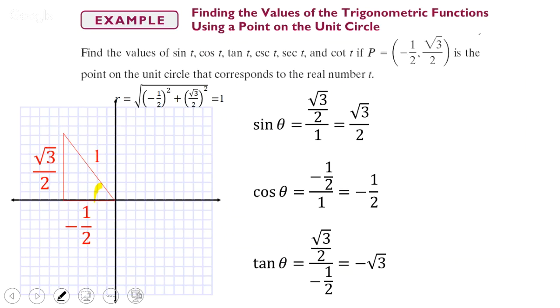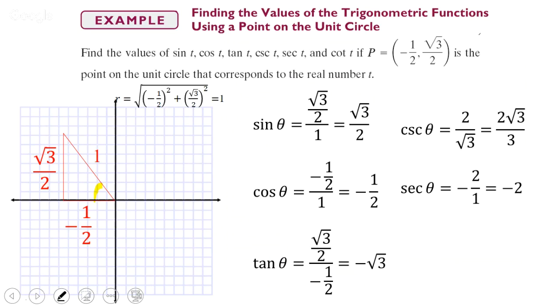So now that you know sine, cosine, and tangent, then the reciprocal functions: the reciprocal of sine is cosecant. So what I do is I flip the fraction. But when I flip the fraction, I get a radical in the denominator. I can't have radicals in the denominator, so I have to rationalize the denominator. So I multiply square root of 3 to the top and the bottom, and you get 2 square root of 3 over 3.